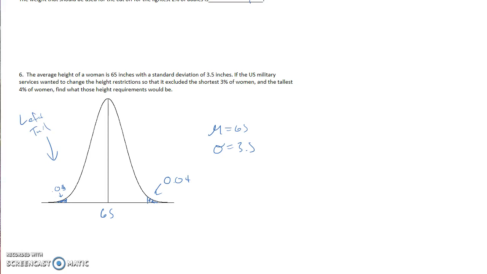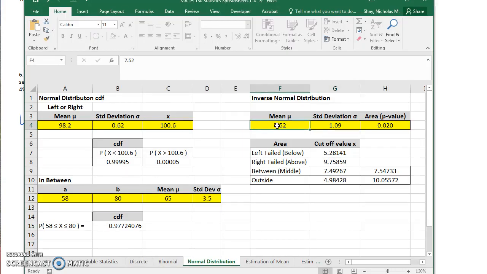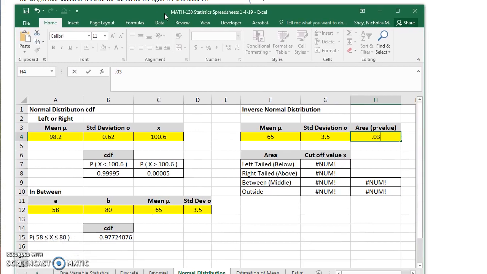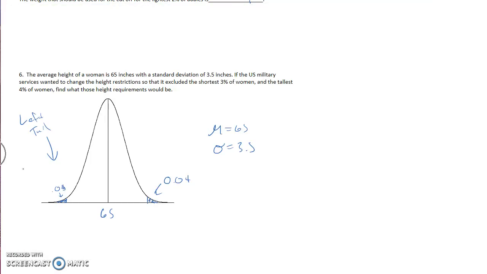I go to my Excel spreadsheet. I enter my mean, which was 65, my standard deviation, which was 3.5, and then we're going to change that value to 0.03, right? Because we're looking for that left tail, so the shortest 3% of people. And that number would be 58 when rounded to a whole number.